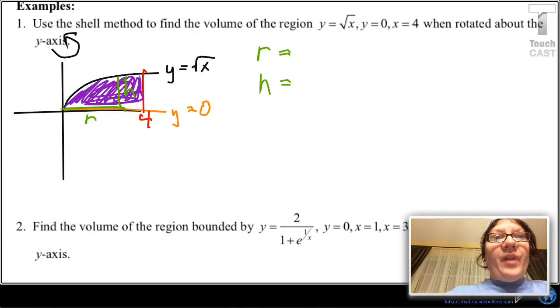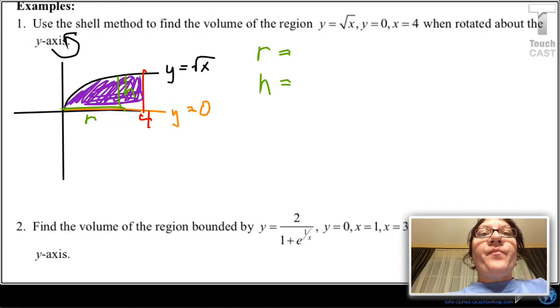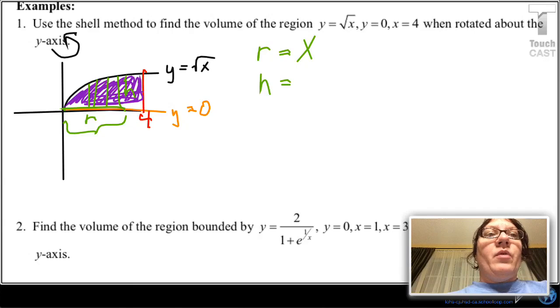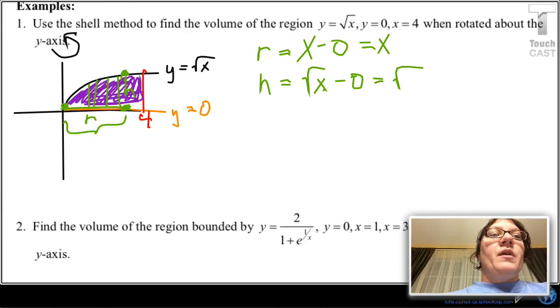Okay, so back to figuring out what my radius and height are. My radius, of course, is right minus left. This right value is some x value, because each of the radii, as I draw in more heights, would have a different x value on their right. But on their left side, it would definitely be 0. And the height, of course, is top minus bottom. That height goes all the way up to my square root of x and all the way down to 0. So it's just square root of x.